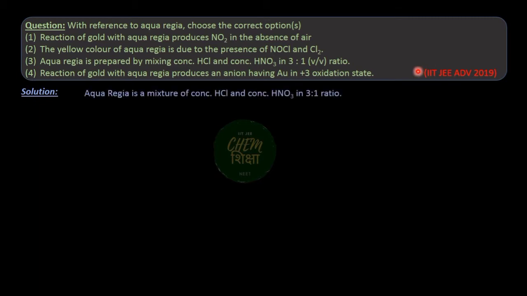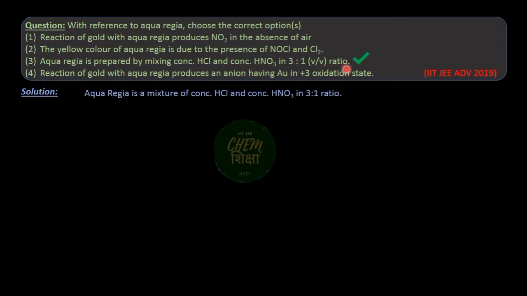It is a mixture of concentrated HCl and concentrated HNO3 in the 3:1 volume by volume ratio, which means that if we take 3 ml of HCl, then 1 ml of HNO3 is added to prepare aqua regia. So, option 3, which states that aqua regia is prepared by mixing concentrated HCl and concentrated HNO3 in 3:1 volume by volume ratio, is correct.